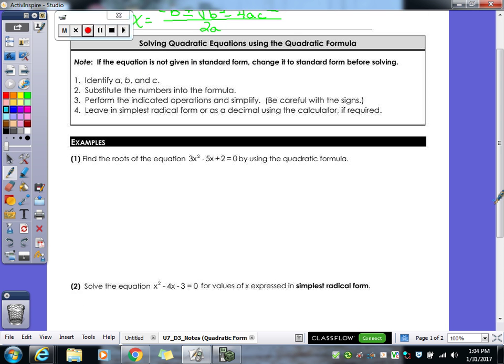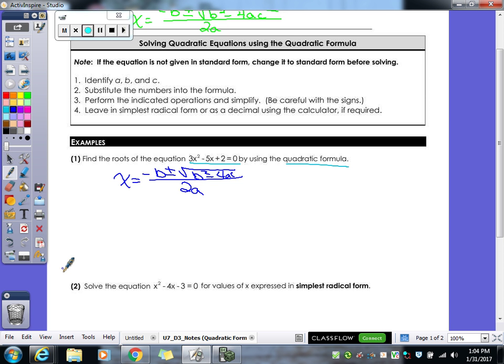So here up in this little box, I have my little steps for you for how you're going to actually go through the quadratic formula. Instead of sitting here and reading through them, we're going to actually go through the steps itself. So this tells us to find the roots of the equation by using the quadratic formula. So let's write our formula first. So our x equals negative b plus or minus square root b squared minus 4ac all over 2a.